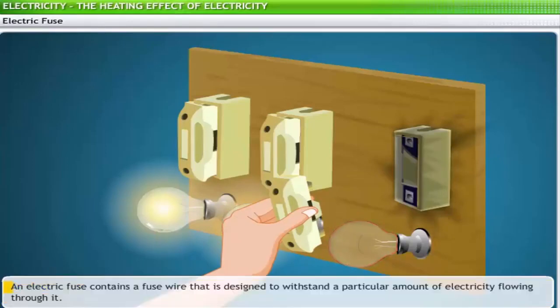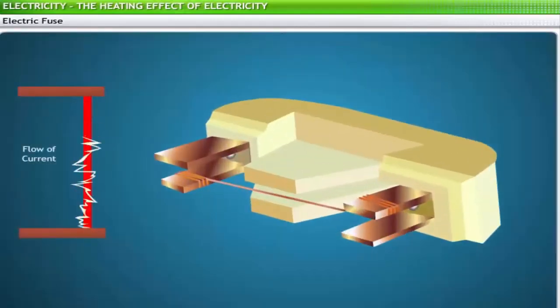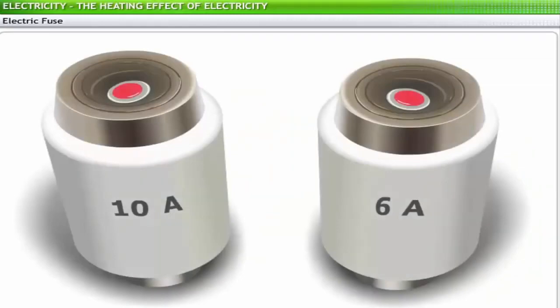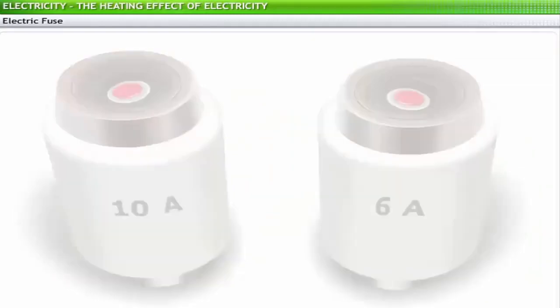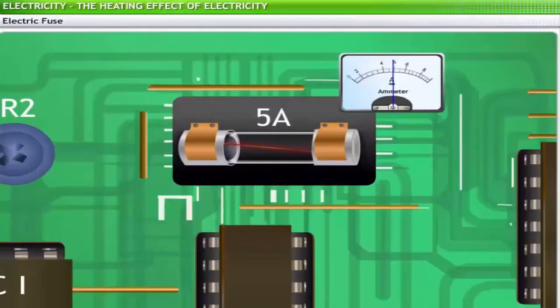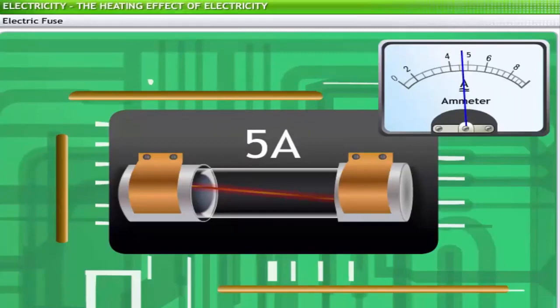supply. An electric fuse contains a fuse wire that is designed to withstand a particular amount of electricity flowing through it. When the electric supply fluctuates and the current becomes too strong for the wire, it melts and breaks the supply of electricity. Electric fuses are rated according to the current that they can withstand. For example, a fuse rated 5 ampere can withstand current flow to a maximum of 5 ampere. If the current flowing through that circuit exceeds 5 ampere, the fuse wire melts from the heat, cutting off the power supply through that circuit.